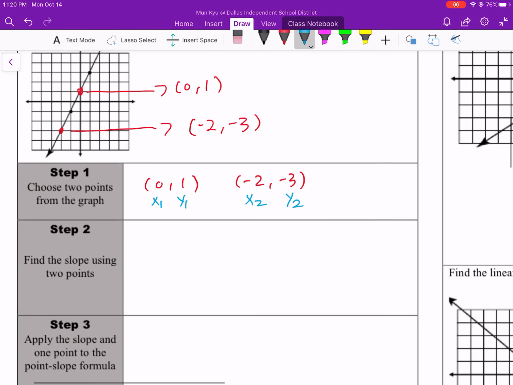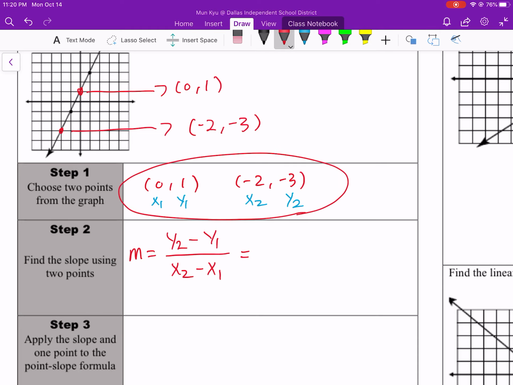Step 2. If you want to find the equation, first you have to find the slope. And again, we have 2 points here, so it's going to be very easy to find the slope. So let's use the slope formula, which is slope is y2 minus y1 over x2 minus x1. Again, we have all the information here, so we are going to use these points and plug them into this formula. y2 in this case is -3 minus y1 is 1.